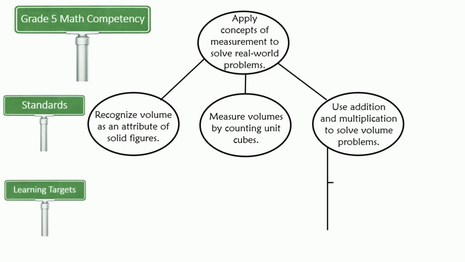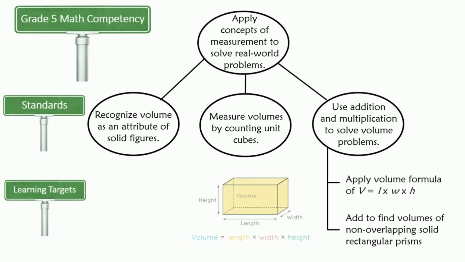More specific learning targets help teachers plan specific lessons and then units. For example, in the ability to use addition and multiplication to solve volume problems, students must apply the volume formula. Specifically at grade 5, this is to write rectangular prisms versus finding the volume of spheres, for example. And they have to add to find volumes of non-overlapping solid rectangular prisms.